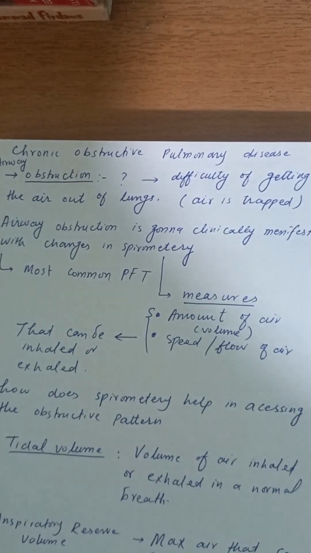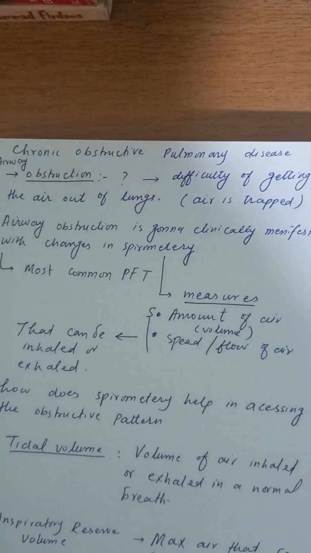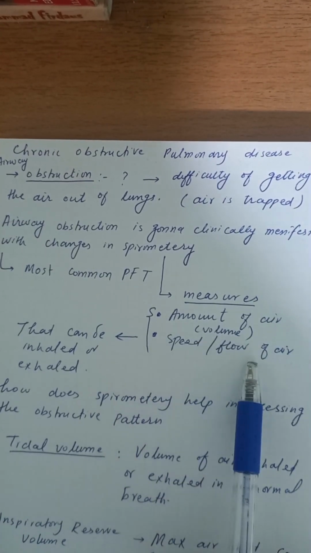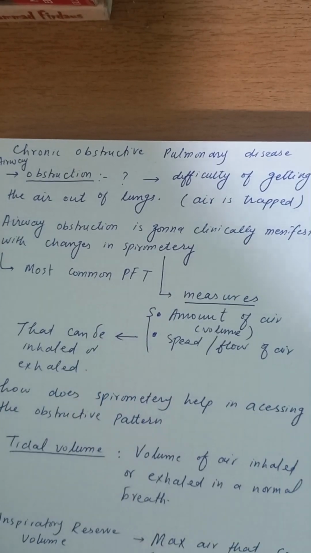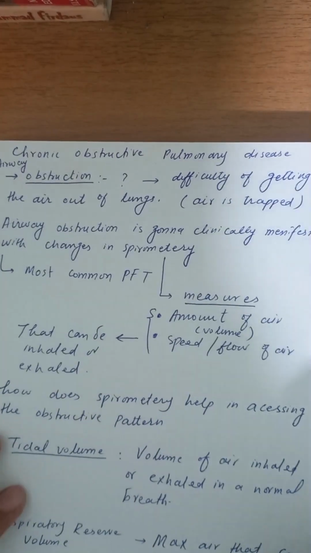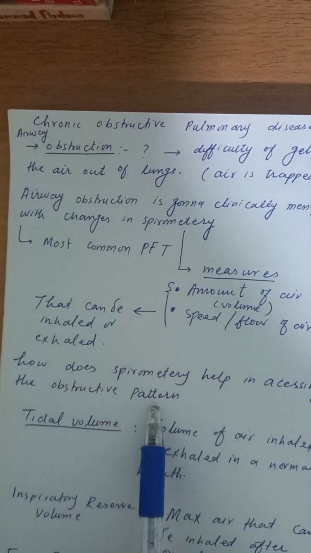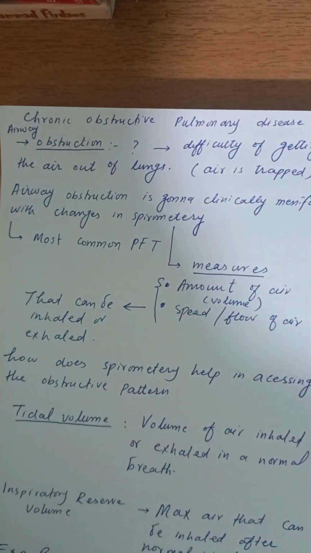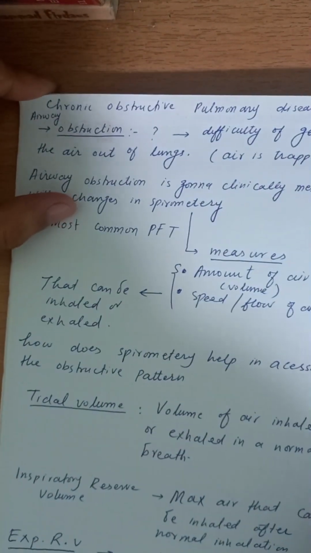Spirometry is a very simple technique, and it gives you a lot of information on whether the condition is obstructive or restrictive. So what do we measure? We measure the amount of air, which is the volume, and the speed of air that can be inhaled or exhaled. But how does spirometry help in assessing the obstructive pattern? That's the next question. Before going into that, you have to understand a few terms related to the lung function.